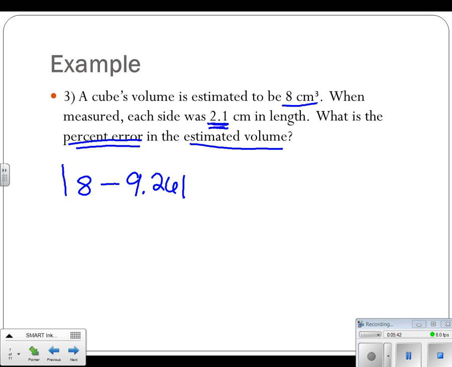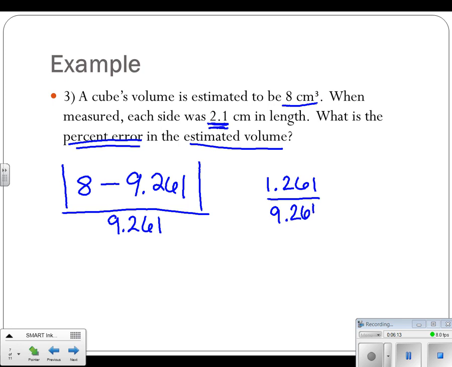And we have to find the absolute value of that difference. Then we divide it by the actual value, which was the 9.261. So when we do 8 minus 9.261, and we find the absolute value of that, we're left with 1.261 divided by the actual 9.261. When we divide, we have approximately 13.6% for a percent error.